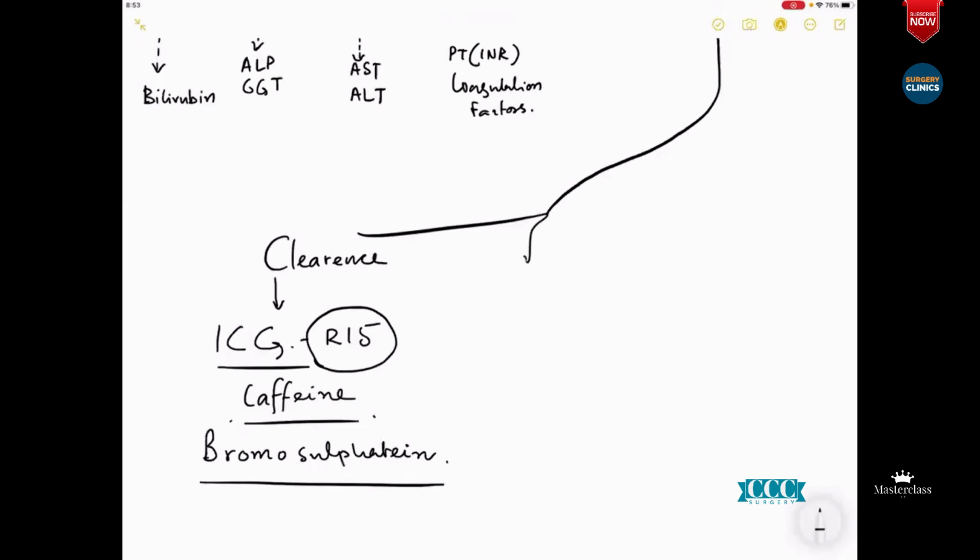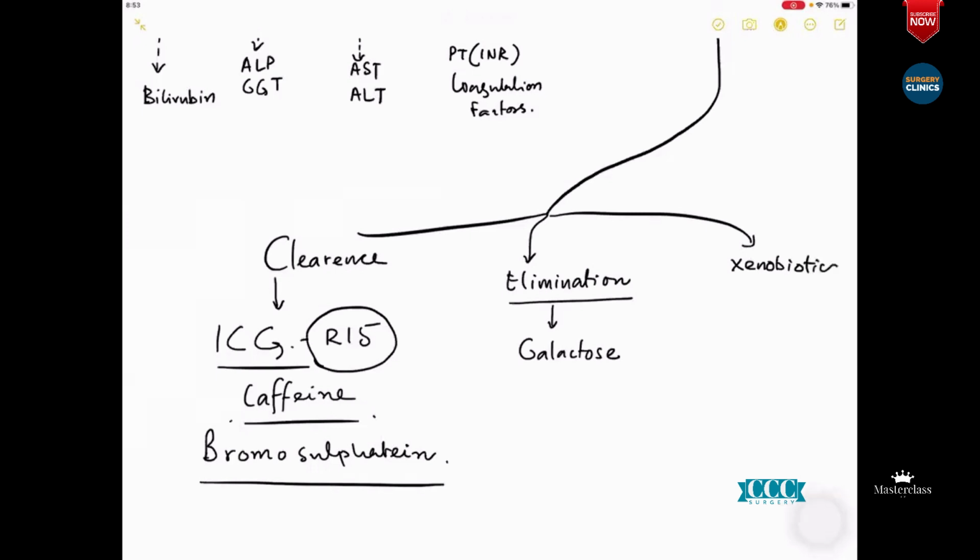Now, when you talk about something called elimination, it is somewhat like that bilirubin story again. We talk about the galactose tests, which are more experimental, and we as clinicians or surgeons do not usually require that. Or you can test for something called xenobiotics, that means what amount of liver is working and what amount of liver is metabolizing. Particularly, remember, we are required to know about metabolomics. I have learned about these new terms and they are very interesting.